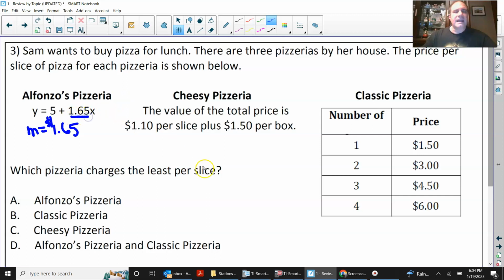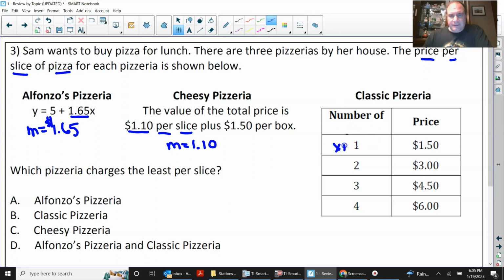Remember, the number next to the X is the rate for that pizza. Cheesy pizza, the total price is $1.10 per slice plus $1.50 per box. None of that makes sense, but we're talking about Sam wanting to buy pizza for lunch, the price per slice of pizza. So we don't care about the box, right? We just want the slice of pizza. So $1.10 per slice. So we're going to talk about m being $1.10. This $1.50 is kind of like the initial value, I guess. I don't know. It's for per box. It doesn't make any sense.